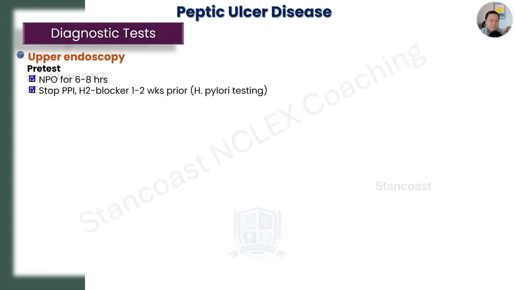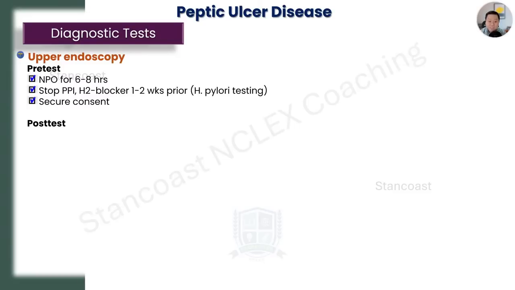Now, the patient here is supposed to stop taking a PPI, H2 receptor blockers at least 1 to 2 weeks prior to the procedure. And this is intended when there is a need to test for H. pylori infection. Now, securing consent is top priority, and also make sure that you will be teaching the patient to remove their dentures or maybe prosthetics if applicable. Make sure that they have those removed as well.